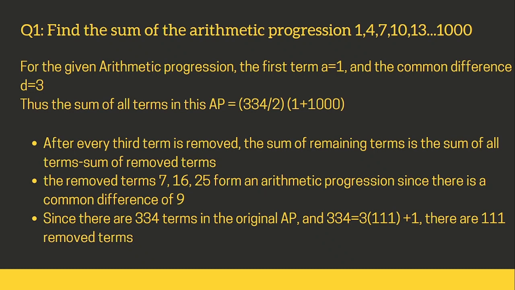So we're going to find the sum of the removed terms for every third term. The removed terms are 7, 16, 25, and this in itself forms an arithmetic progression, since there's a common difference of 9.